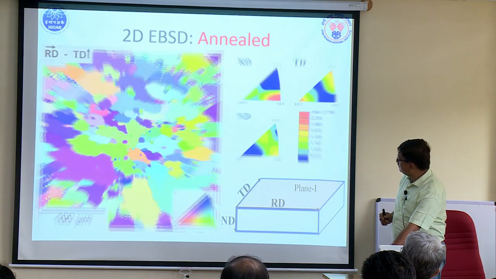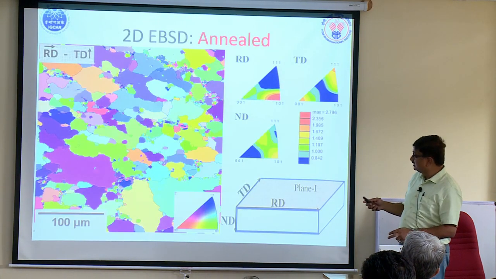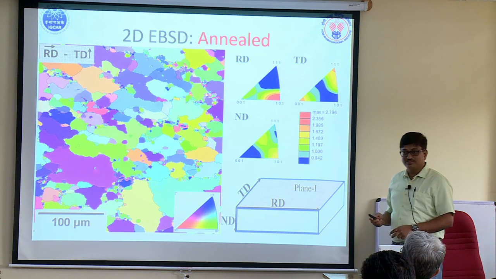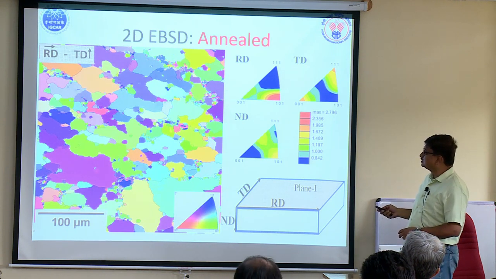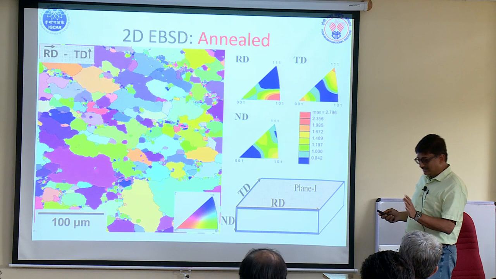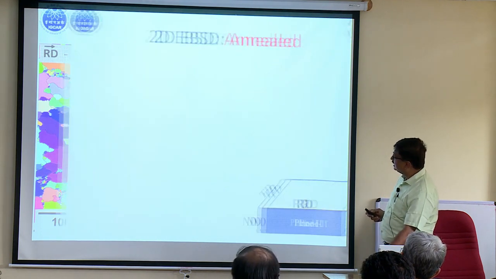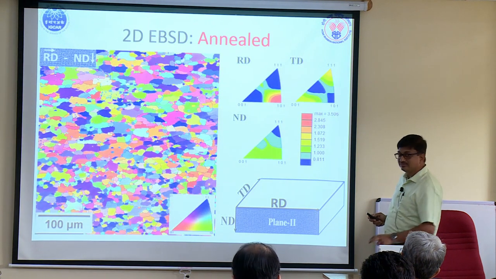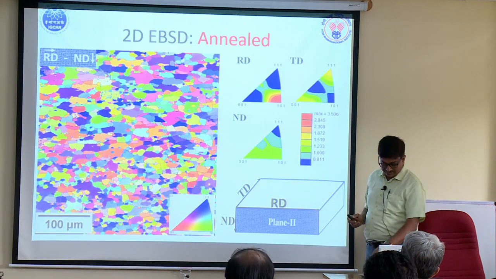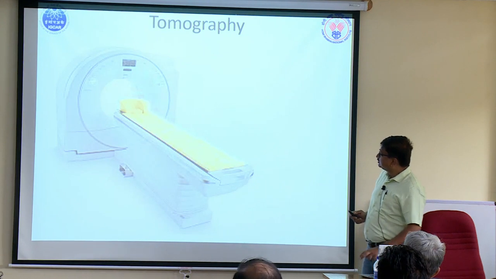We anneal the same plane 1, and again you see a bimodal distribution. You see very large grains and you also see very small grains. Okay? Let's not discuss the texture part of it, only the morphology. And if you look at the plane 2, still there is a difference. Okay. So what do we do?